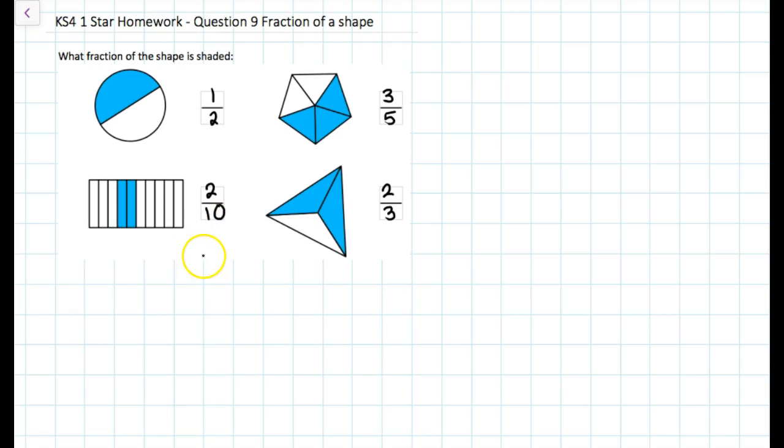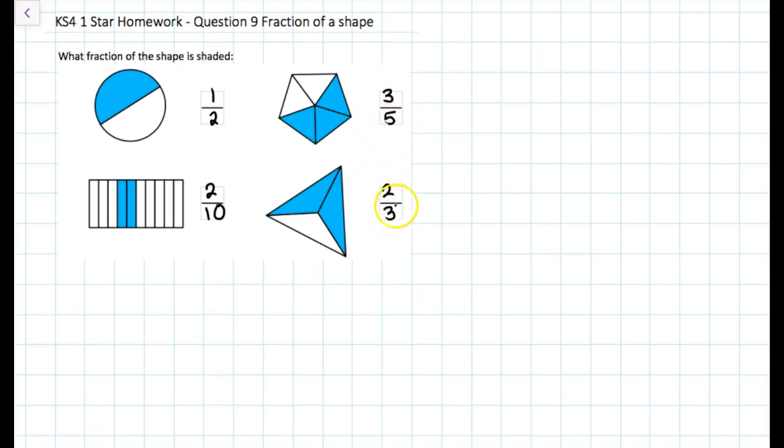Now, quite often in questions like this in the GCSE papers, they ask you to write down the fraction of the shape that is shaded and to give it in simplest form or simplest terms, which means we need to check that the top and the bottom can't be divided by the same number. So if we look here, we've got 1 and 2, no number goes into 1 and 2, so that is in its simplest form. 3 and 5, there's no number other than 1 that goes into 3 and 5, which means that's in its simplest form.